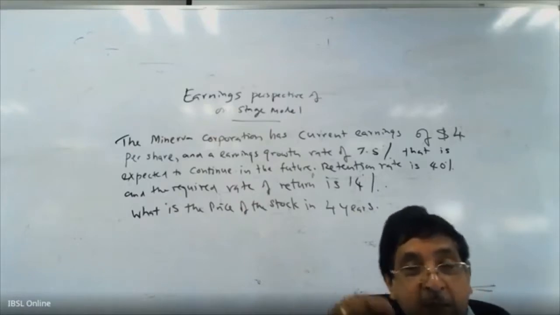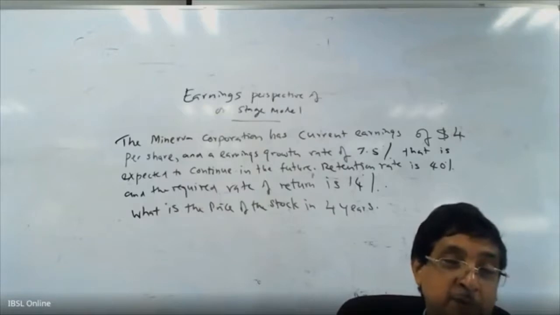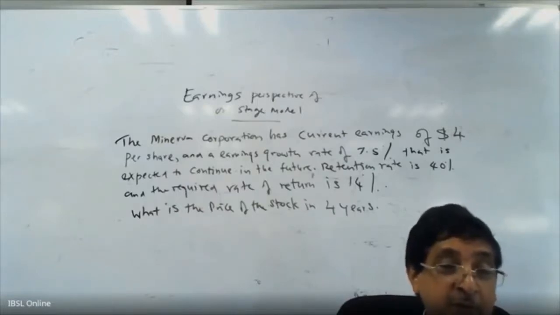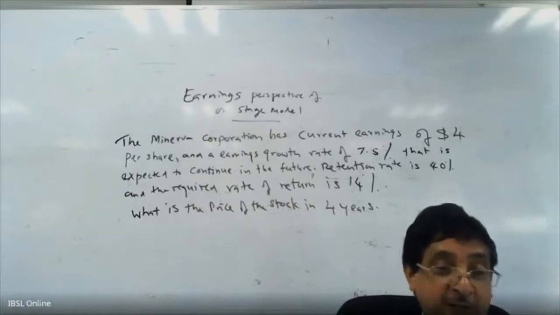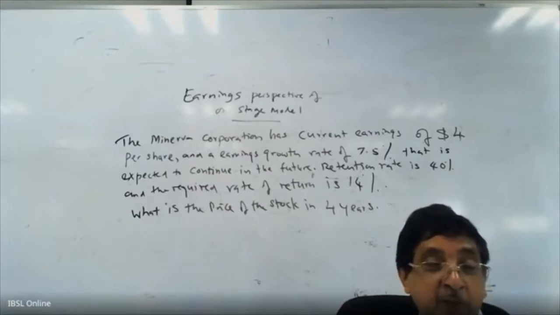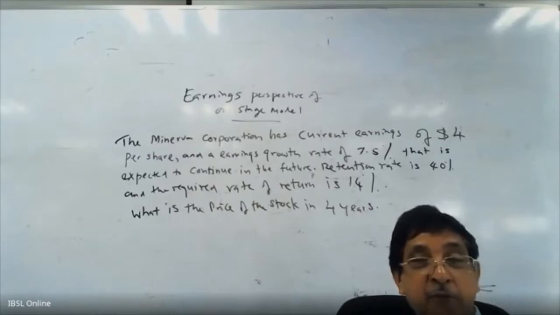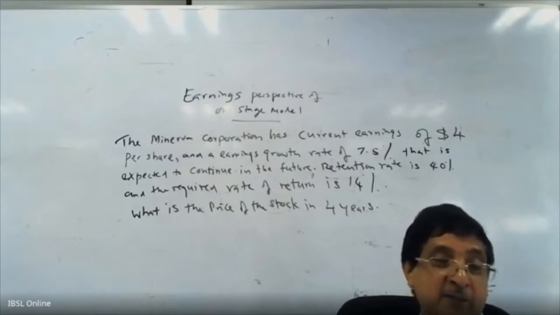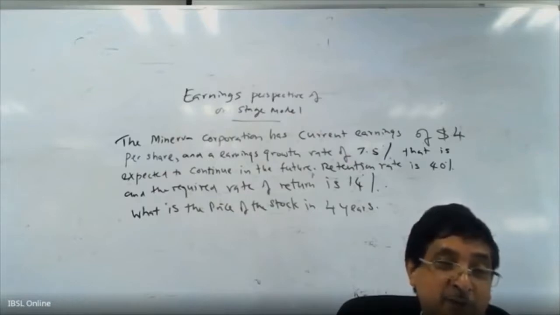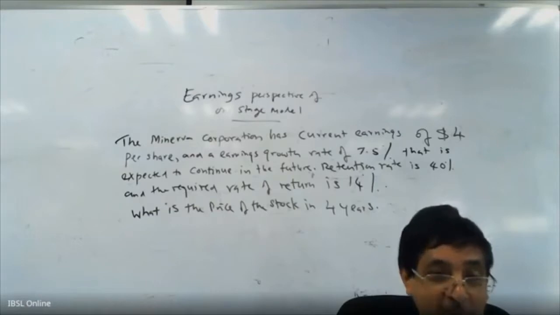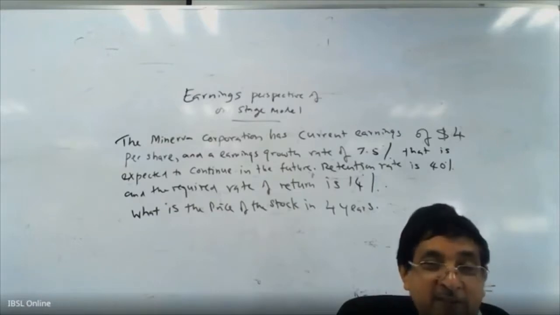Now in this particular problem, you are required to calculate the 4th year price. That is P4. P4 should be, as per the dividend discount model, D5 divided by K minus g. D5 divided by K minus g. You got my point?